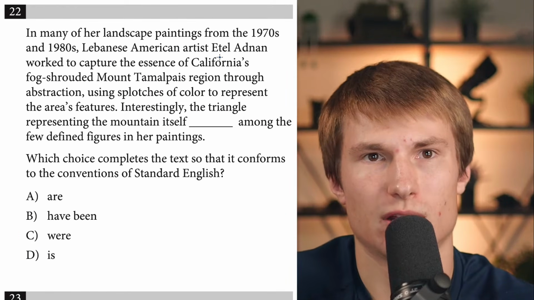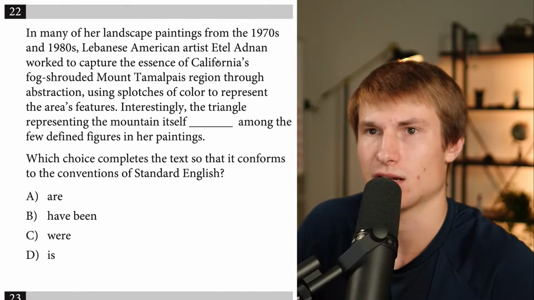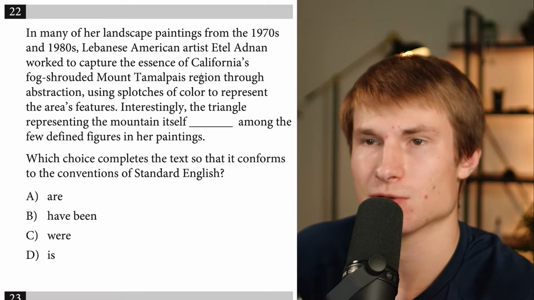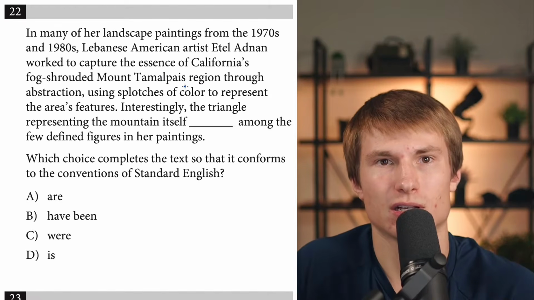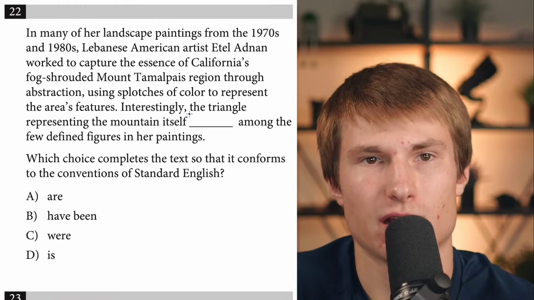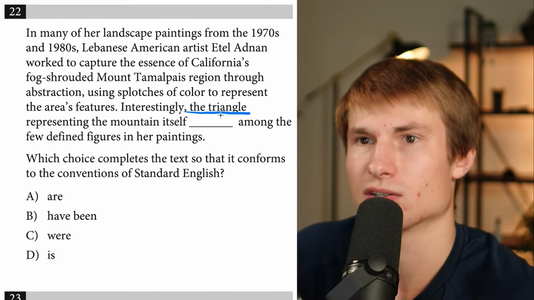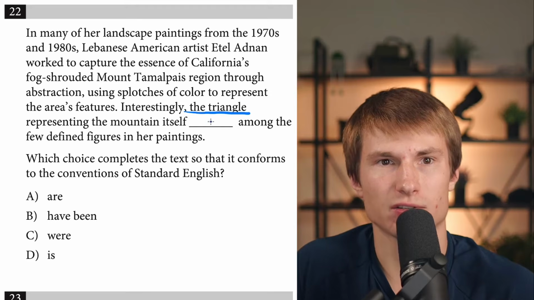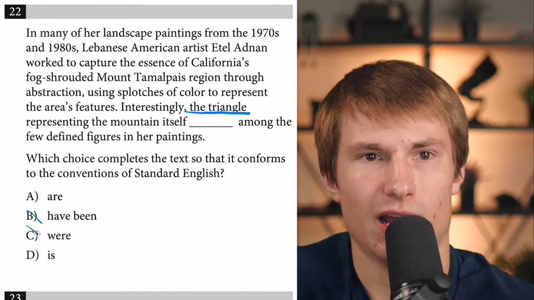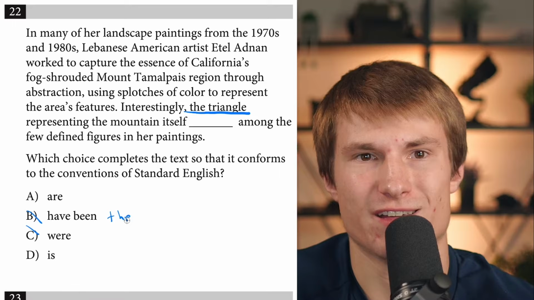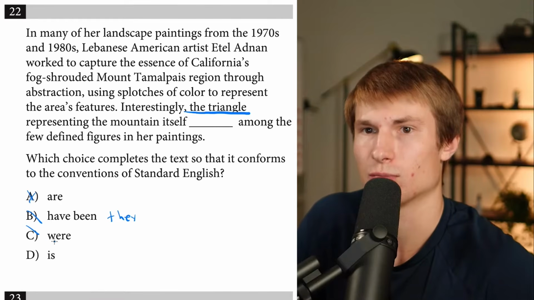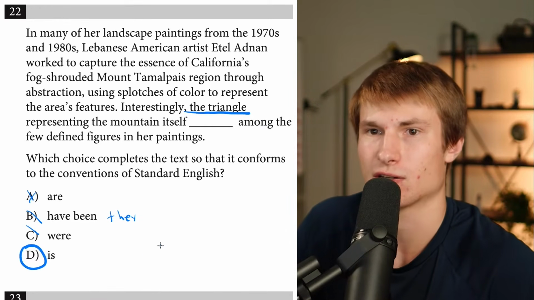Question 22. In many of her landscape paintings from the 1970s and 1980s, Lebanese-American artist Etel Adnan worked to capture the essence of California's fog-shrouded Mount Tamalpais region through abstraction, using splotches of color to represent the area's features. Interestingly, the triangle representing the mountain itself, okay, the triangle is still the subject. So the triangle, singular. Here we have "were," and the other options would be "they have," "they were," "they are." These are all plural, but our subject is singular. Since our subject is singular, our answer would have to be D.